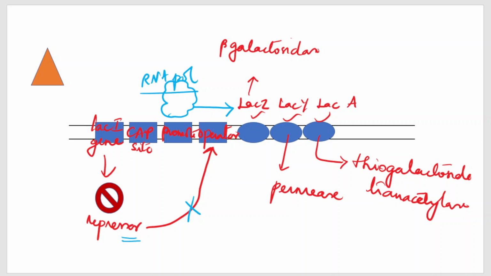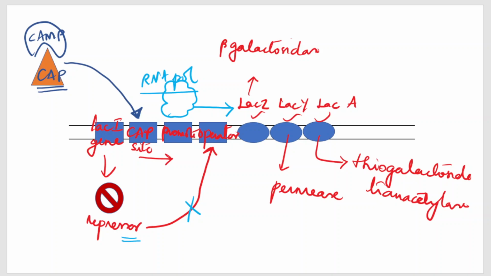The next fact which you have to remember is the catabolite activator protein, which can bind to cyclic AMP. If the catabolite activator protein binds to cyclic AMP, then this will bind to the CAP site. So when the CAP site is bound by CAP protein plus cyclic AMP together, this will also favor transcription.